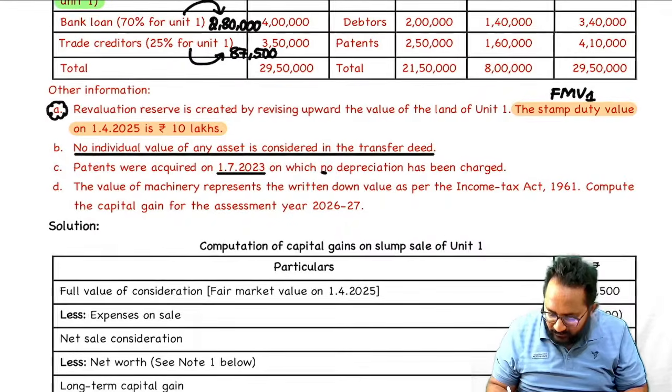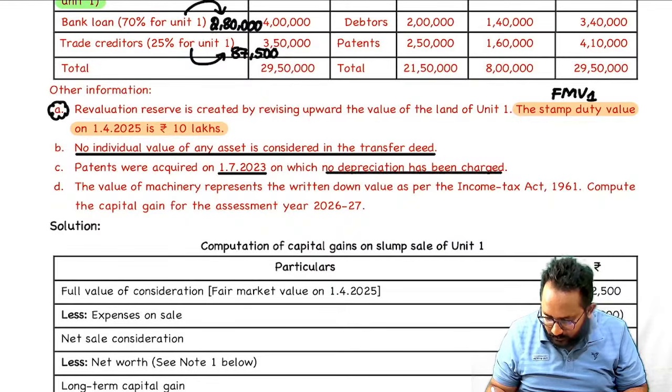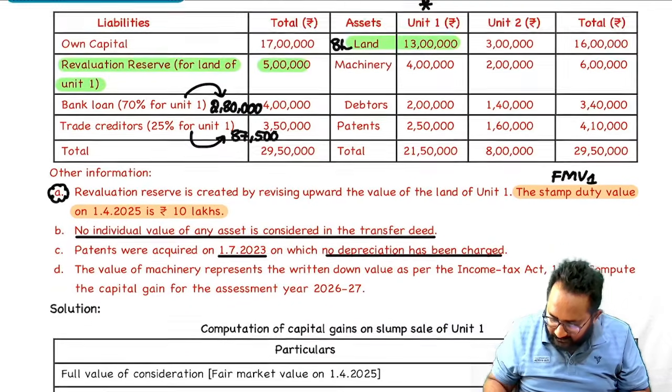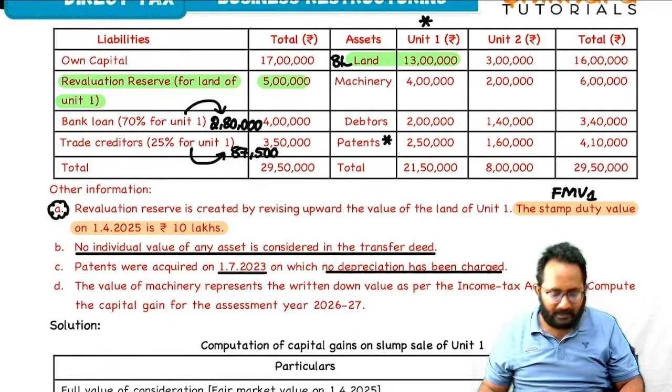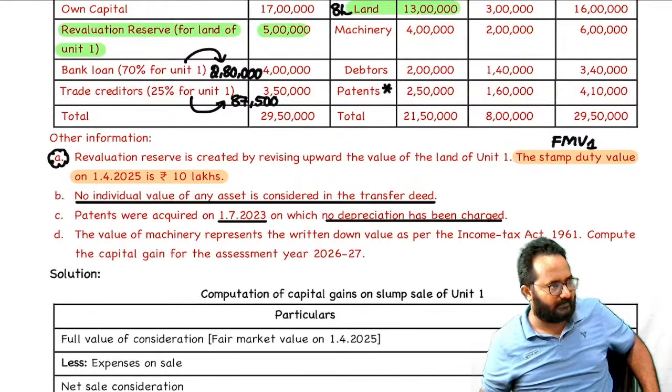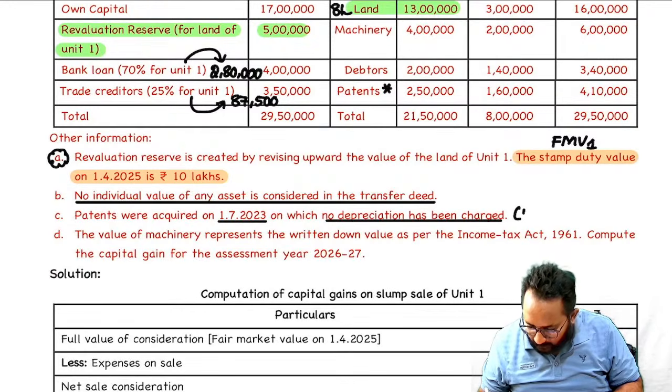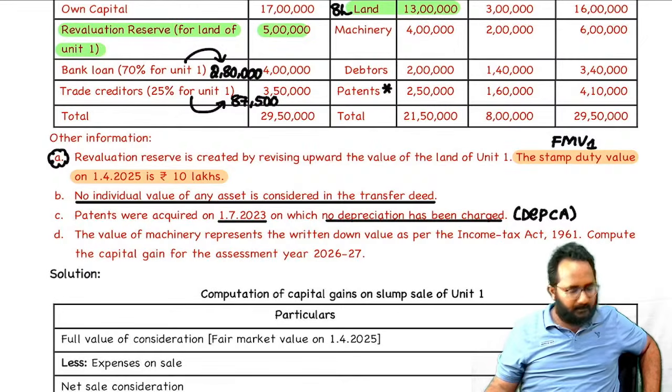1/7/2023. They are not charging any depreciation. So, is this value right or wrong? Wrong. Patent is depreciable, but they are not charging the depreciation. So, can you tell me what the patent is? A depreciable capital asset, but they forgot to charge the depreciation.